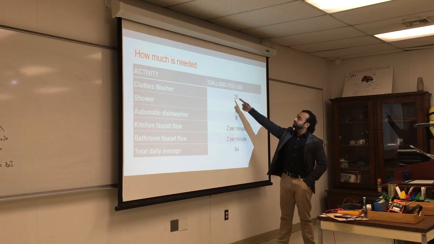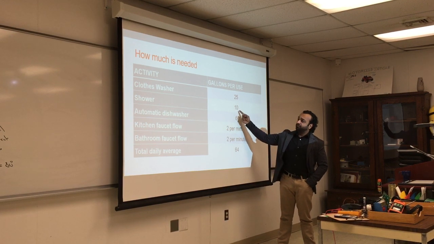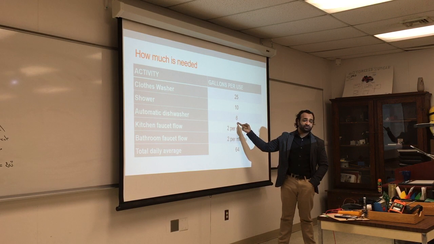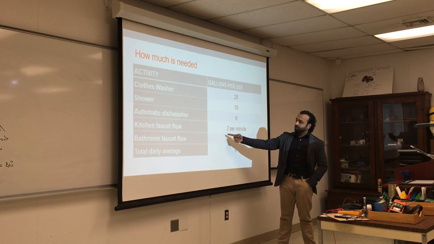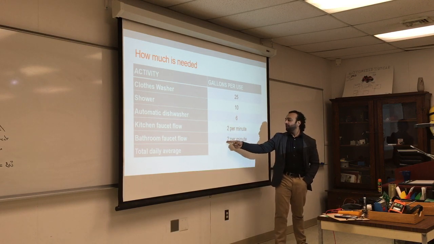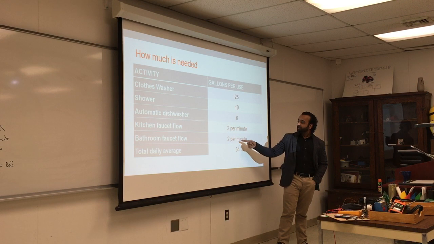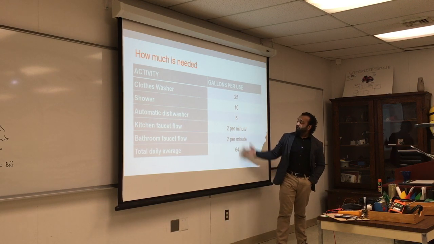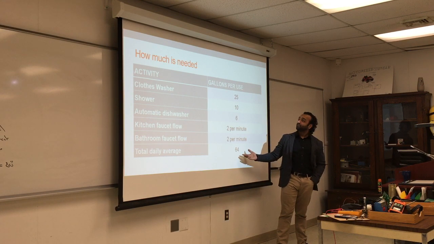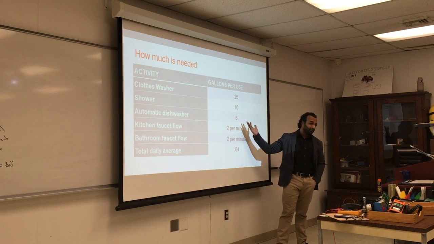But that's per person. So 25, 10, and an automatic dishwasher around 6 gallons. Again, very, very conservative. It could be more than that. Usually kitchen faucets are 2 gallons per minute, and you keep it on, depending. Again, 2 gallons per minute for a bathroom faucet. So on average, you will use around 64 gallons per person if you do a wash every day, which is not always the case.